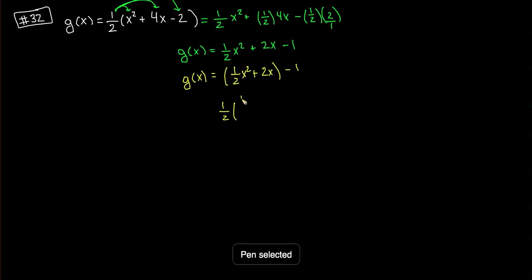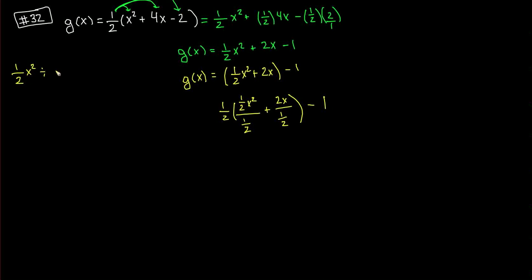So it's going to be 1/2 x squared divided by 1/2, plus 2x divided by 1/2, minus 1. Okay, well, what's happening? So 1/2 x squared divided by 1/2 is the same thing as 1/2 x squared times 2/1. And that's just 2x squared over 2, and that's just x squared. And that's what we wanted.